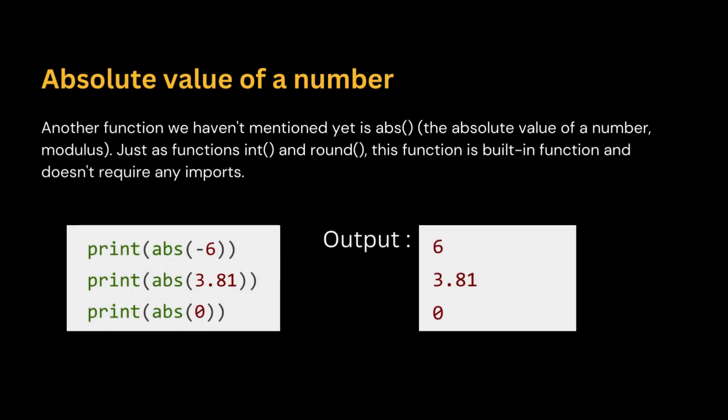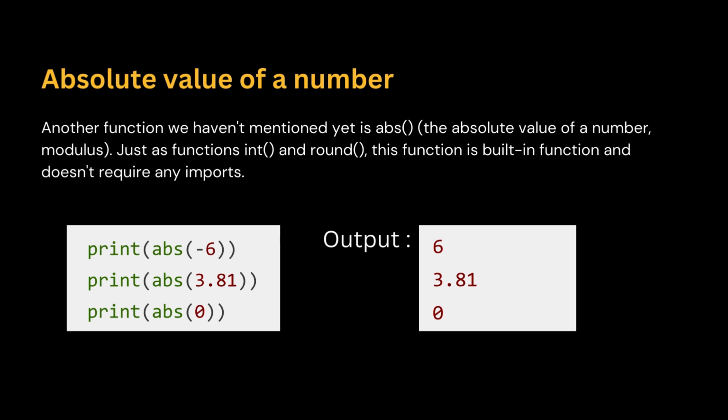Absolute value of a number. The abs function in Python returns the absolute value of a number, which is the distance of the number from 0 on the number line, regardless of its sign. This function doesn't require any imports because it's a built-in function in Python. So, when you pass a negative number to abs, it removes the negative sign and gives you the positive value. For example, abs(-6) evaluates to 6, as the absolute value of -6 is 6.